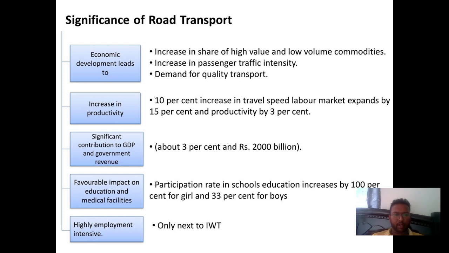Increase in productivity: a 10% increase in travel speed expands labor markets by 15% and increases productivity by 3%. There is a significant contribution to GDP and government revenue of about 3%, which is rupees 2000 billion, and a favorable impact on education and medical facilities. Participation rate in school education increases by 100% for girls and 33% for boys. Highly employment intensive, similar only to IWT.